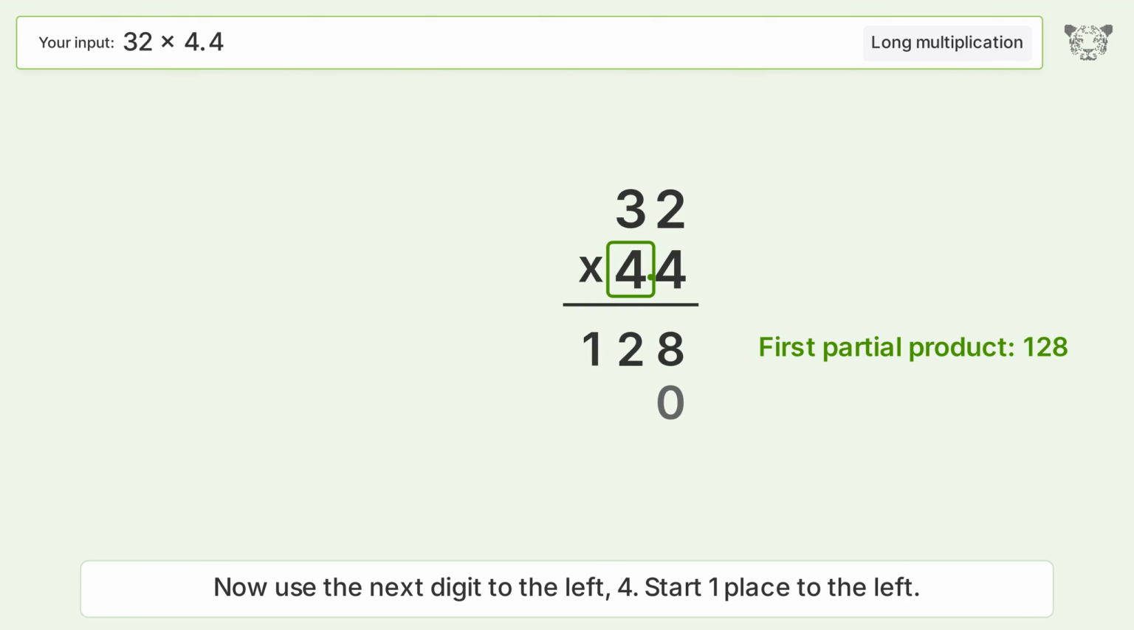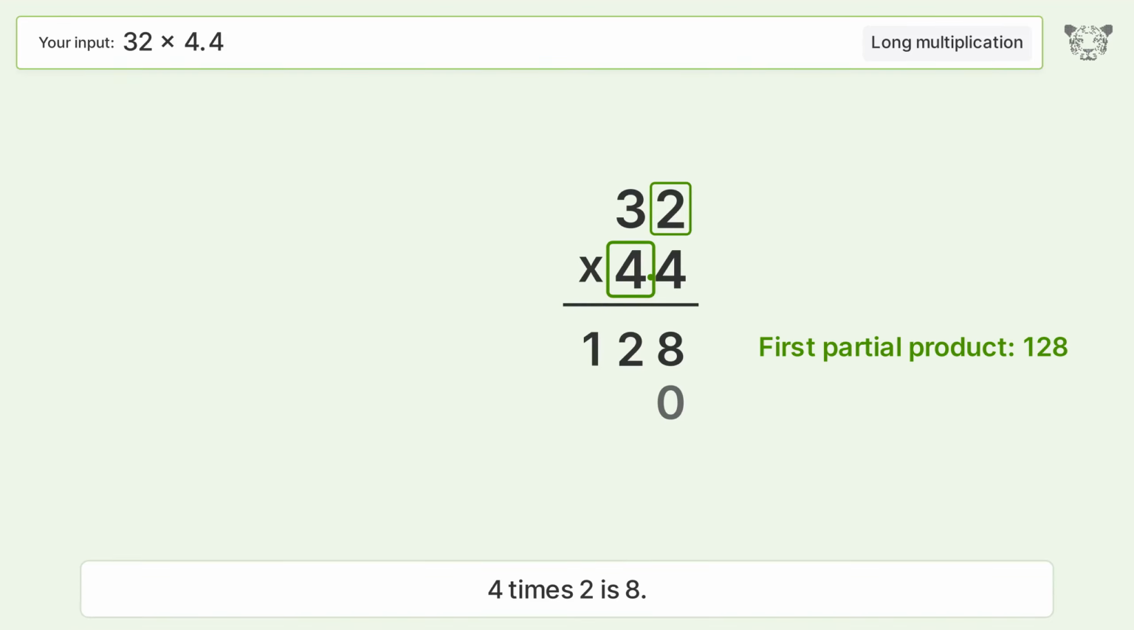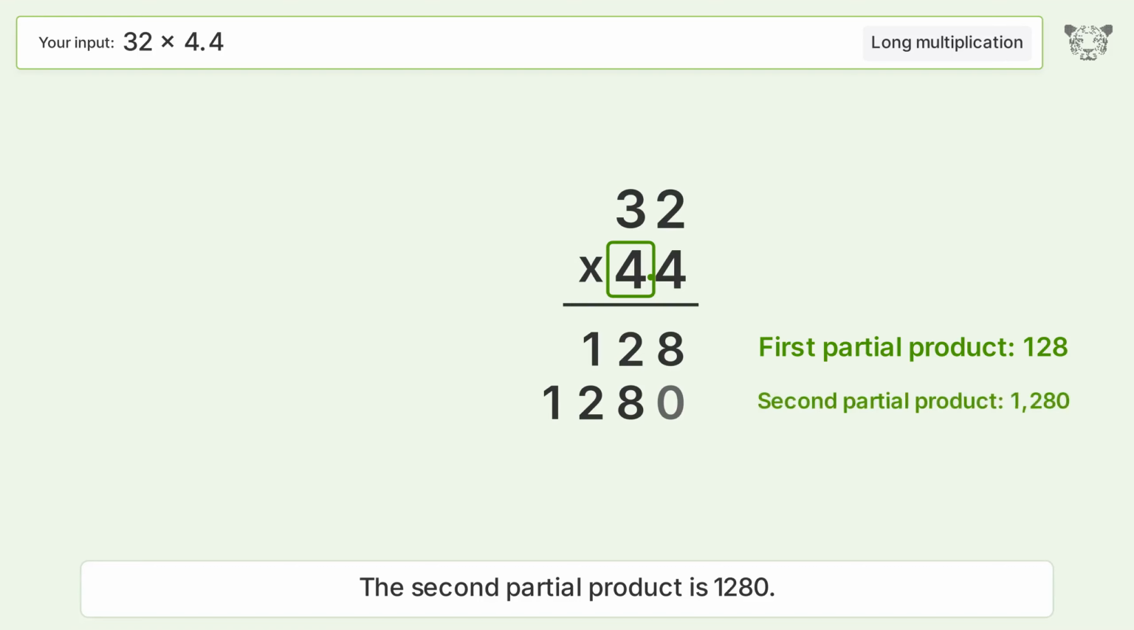Now use the next digit to the left, 4. Start one place to the left. 4 times 2 is 8. 4 times 3 is 12. The second partial product is 1280.